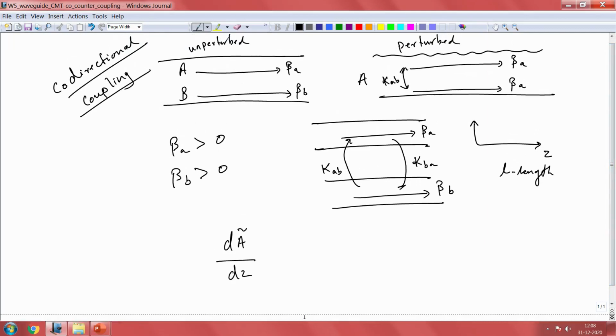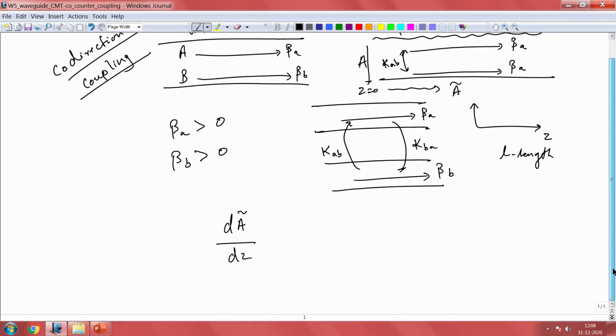You start as A when z equals 0, but as it propagates through the system, because of your perturbation, it will become A tilde. So that is the A inside, or the magnitude of the wave, inside this perturbed system.